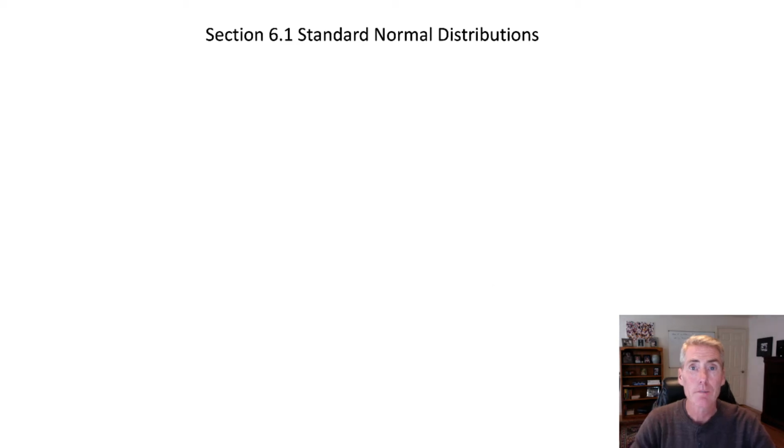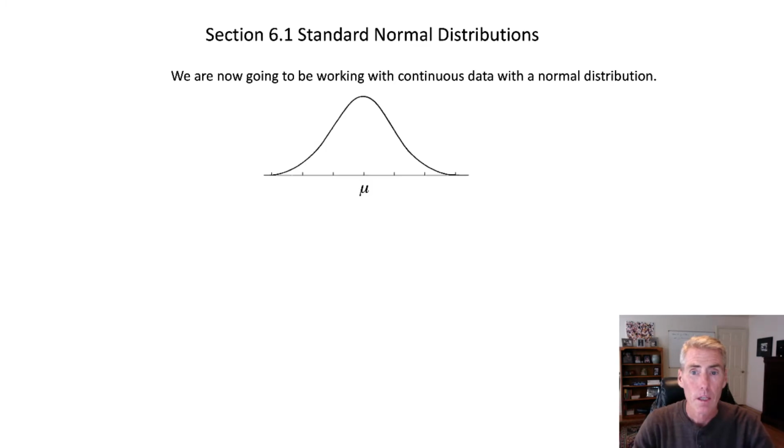And now it's time for chapter 6. So this is going to be a little bit different than what we've been doing in the past. We're going to be using a standard normal distribution. So that means a bell-shaped curve. And with this normal distribution, the mean goes in the middle. Right there in the middle, and that would be the mu, the mean for the whole population.